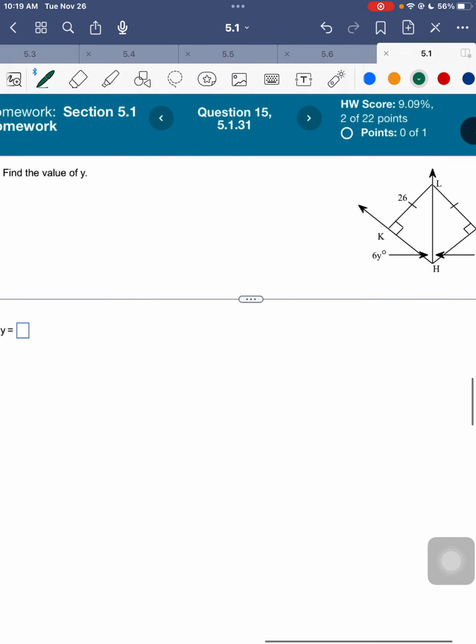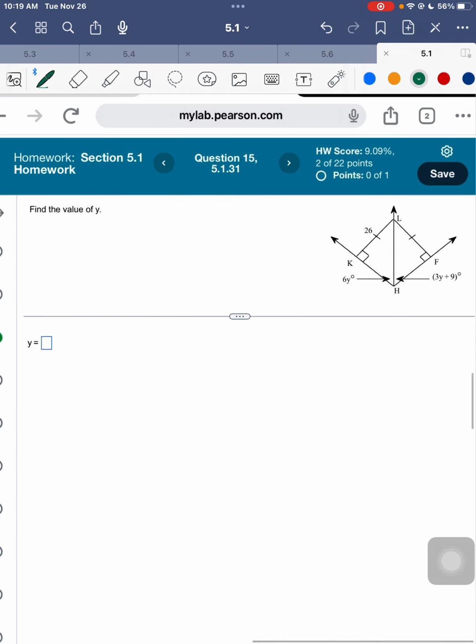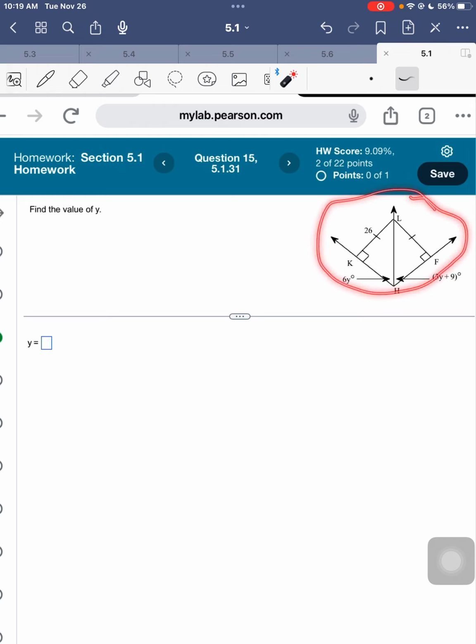Okay, so now let's look at this. Find the value of y. Okay, so if you guys remember on your quiz, I think it was this exact diagram, and it said, what is the distance from L to F? And that was a little bit easy because it has a tick mark and a tick mark, so we know that answer would be 26. But now it's asking you to find the value of y. So it's asking me to find the value of this.